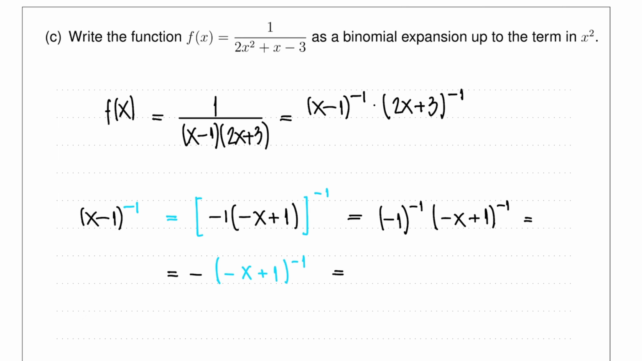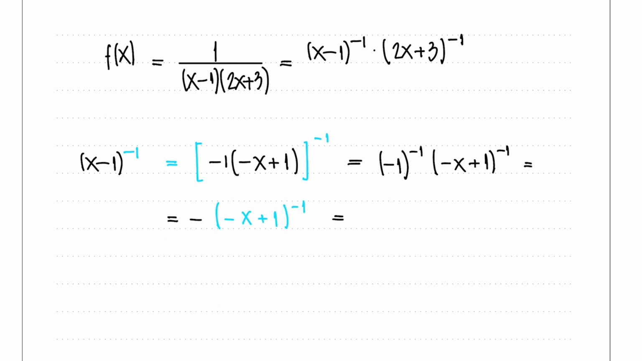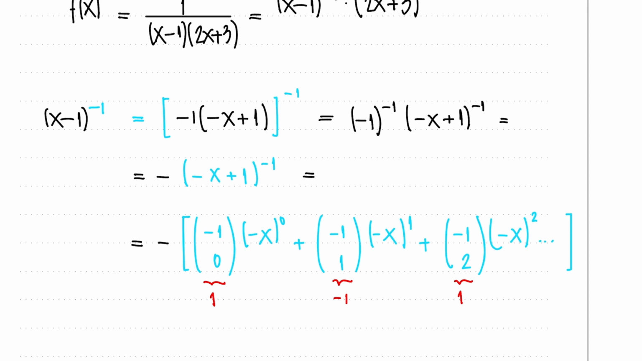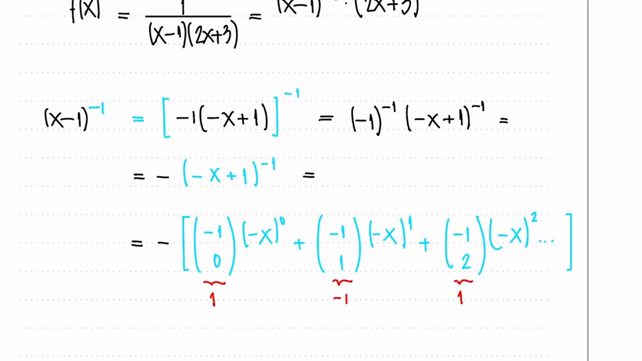We're going to expand then this guy right here, which is negative 1 choose 0, negative x to the 0, plus negative 1 choose 1, negative x to the first power, plus negative 1 choose 2, negative x to the second power. And knowing that negative 1 choose 0 is 1, negative 1 choose 1 is negative 1, and negative 1 choose 2 is also 1, again, there are more videos in this channel explaining this process of finding binomial coefficients with rational exponents or negative exponents.